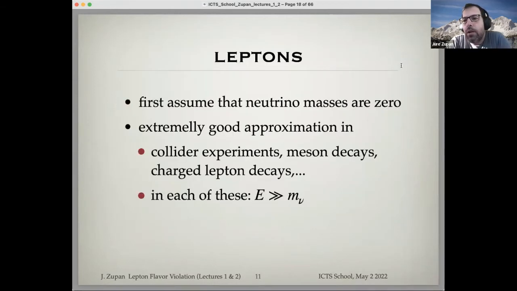All right, so that was a lightning review of the flavor structure of the quark sector in the standard model. So what happens if we look at the leptonic sector?